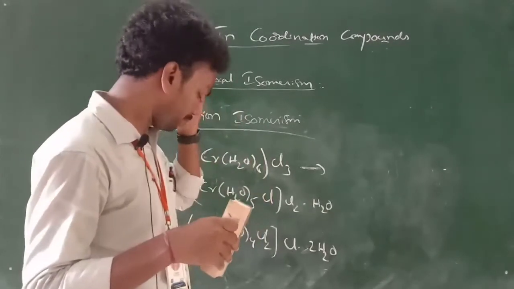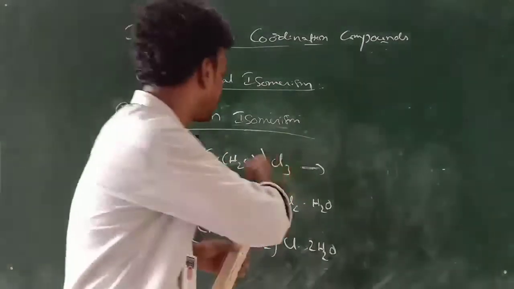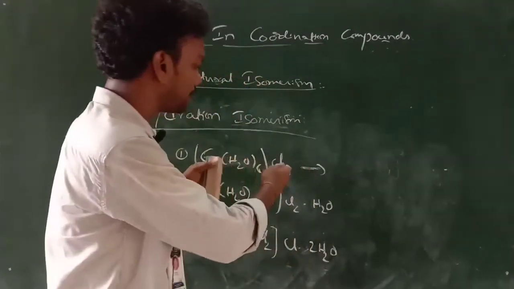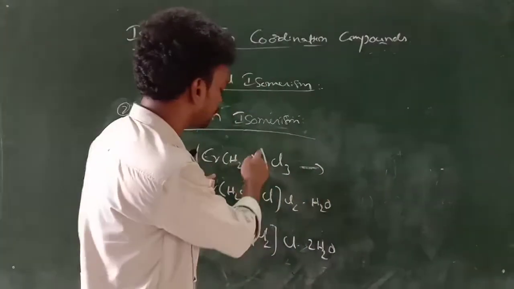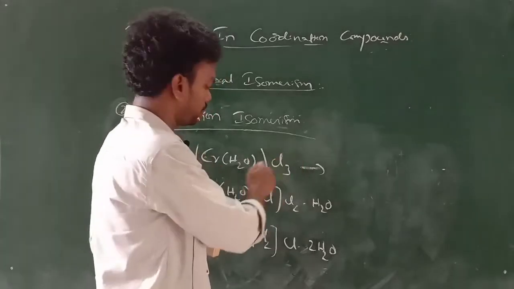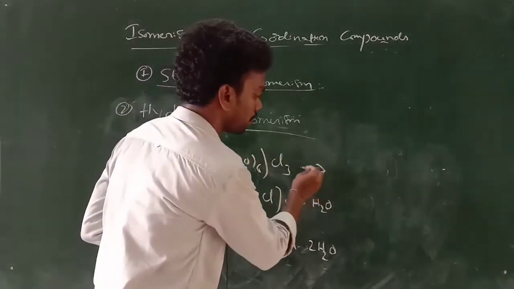So [Cr(H2O)6]Cl3, when this complex is dissolved in aqueous solution, it can dissociate as [Cr(H2O)6]3+ and 3 Cl minus. [Cr(H2O)6]3+ and 3 Cl minus, right? Okay.